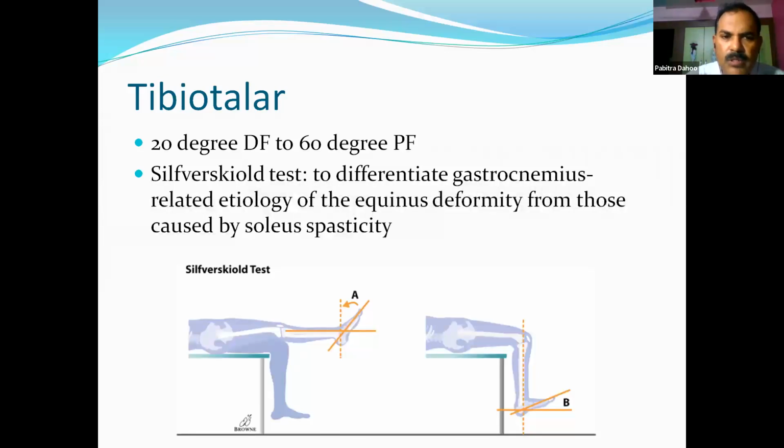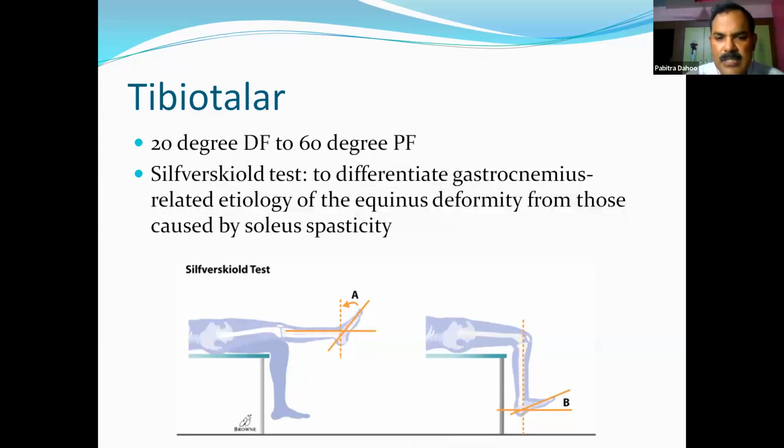So you all know the simple test is the Silfverskiöld test. With the knee in extended position, you try to dorsiflex and see how much dorsiflexion you are achieving. Then with the knee flexed, try to dorsiflex the foot and ankle and see how much dorsiflexion is improving. If with both knee flexion and knee extension the deformity or plantar flexion angle is the same, that means it is a mixed contracture or a contracture of soleus only. If the deformity is getting corrected, then soleus can be excluded.